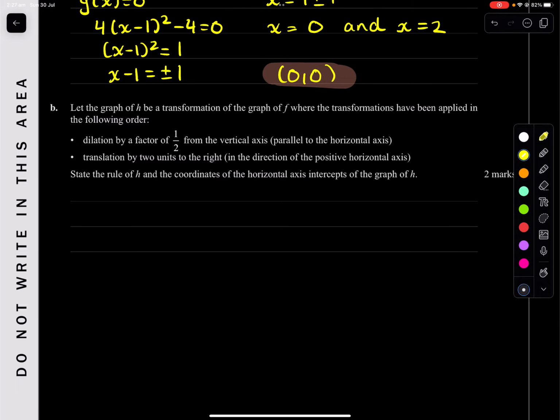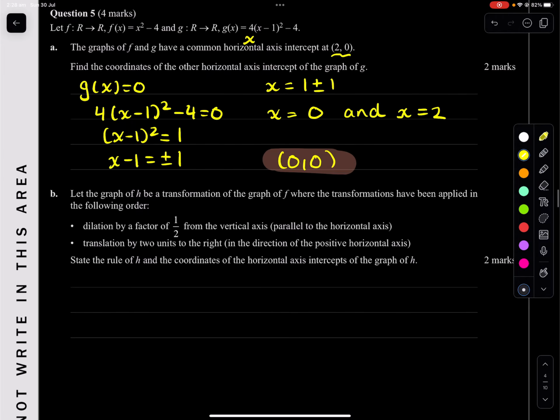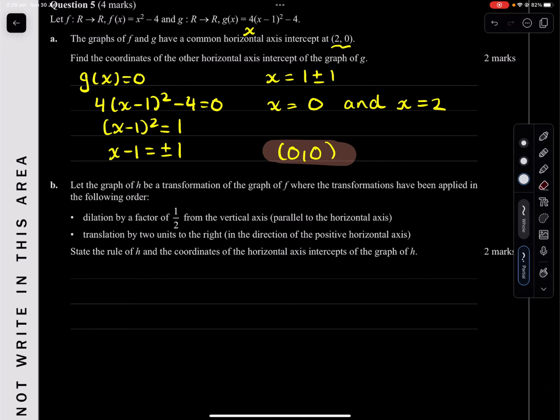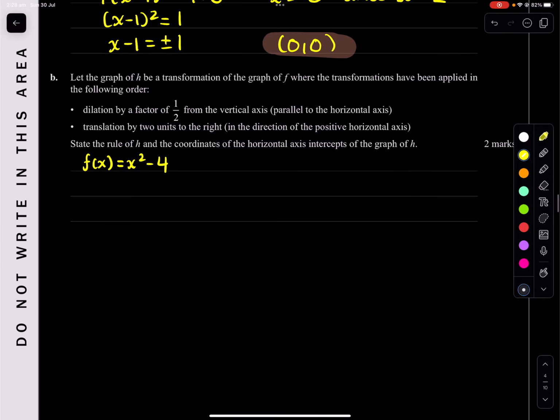Let the graph of h be the transformation of the graph f where the transformations have been applied in this order. So, for the function f of x equals x squared minus 4, we're going to apply this transformation. The first transformation is a dilation by a factor of half from the vertical axis, or parallel to the x-axis.